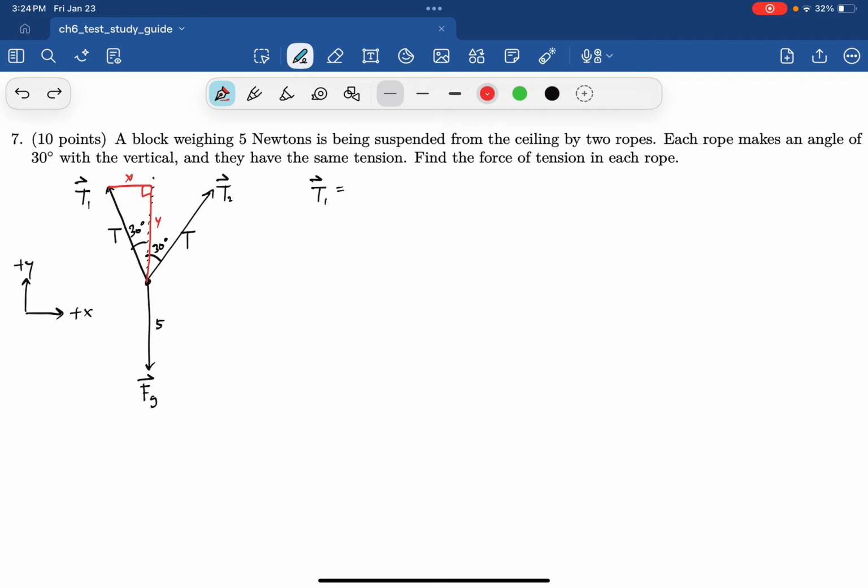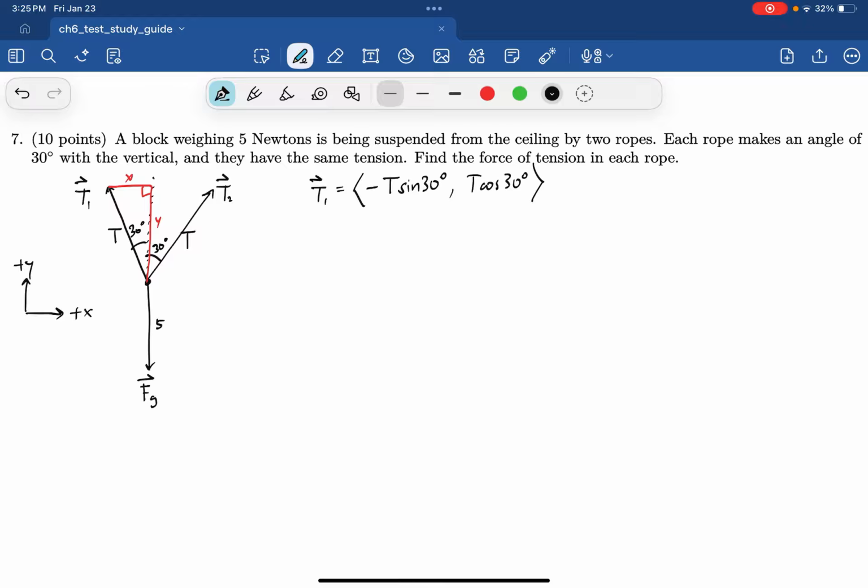But the absolute value of x is given by this side length. And because this hypotenuse is given by t here, we know that the x component should be negative t sine 30. The reason why it's sine is because x is the opposite side. It's the side opposite the angle 30 degrees here. Similarly, the y component is going to be t cosine 30 degrees. And it's positive because this vector here is pointing upwards.